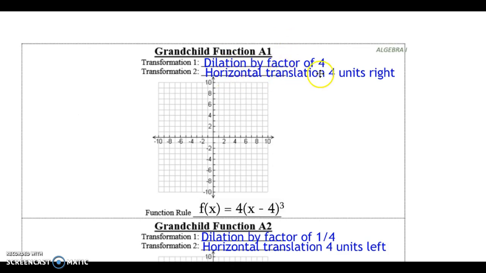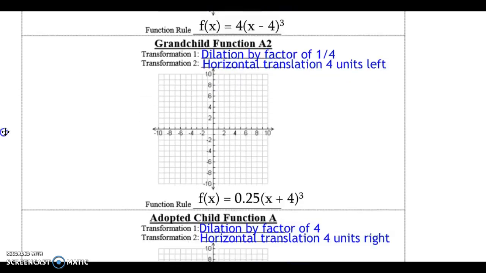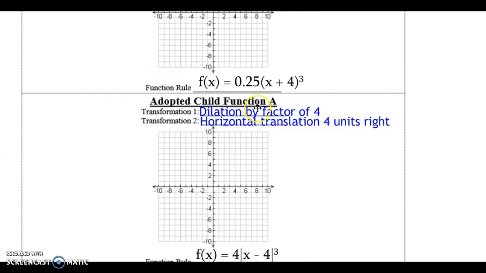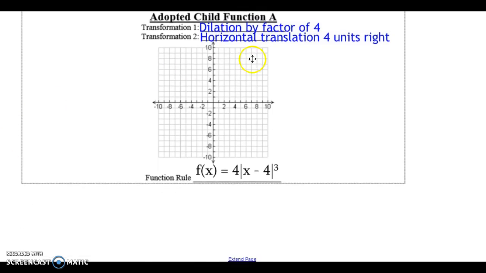Here we have dilation by factor of 4, horizontal translation 4 units right. This is grandchild function A1. So the transformation 1 and transformation 2 for grandchild function A1 should look exactly the same as the adopted child function, dilation by factor of 4, and horizontal translation 4 units to the right. The only difference between the function for grandchild function A1 and adopted child function A is that this is from a different family. So we don't need that third anymore.